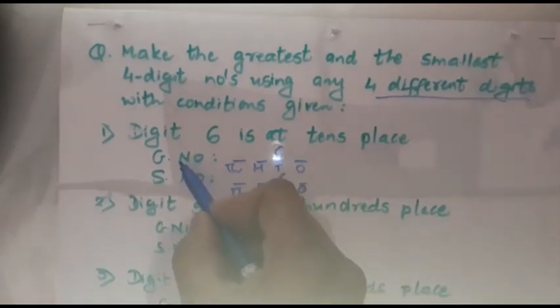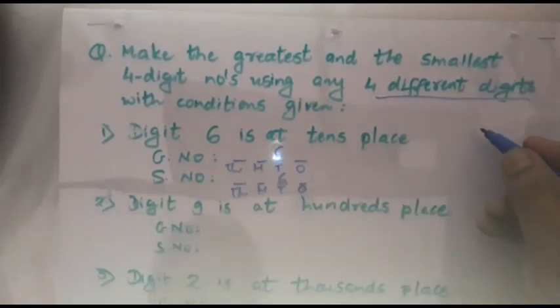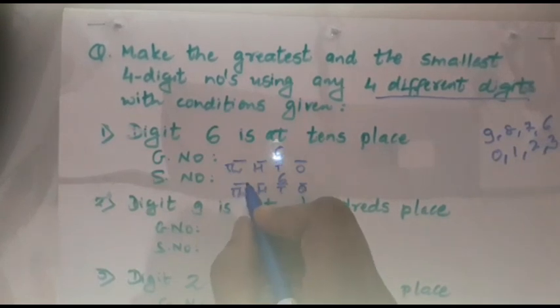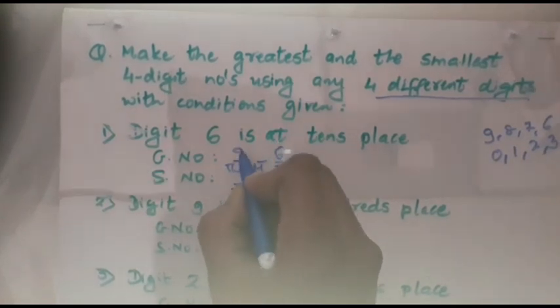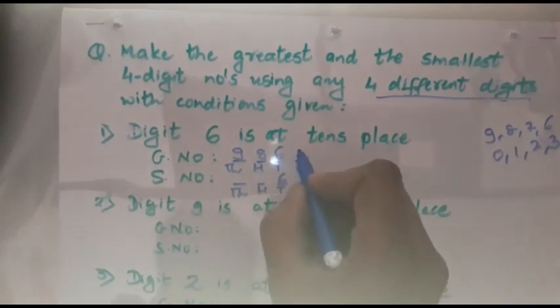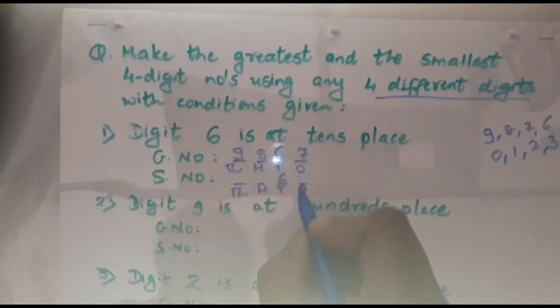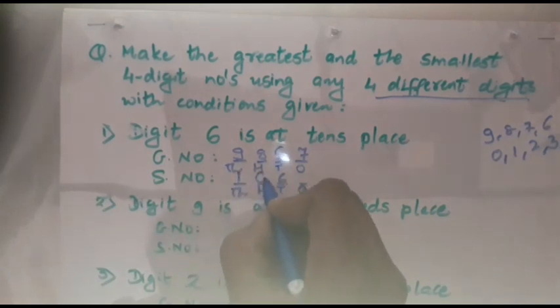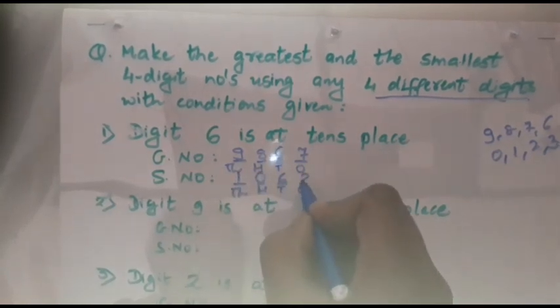Now to form the greater number, I should start thinking from 9, 8, 7, 6 and so on. When I have to form the smaller number, I should start thinking from 0, 1, 2, 3 and so on. Now for the greater number, I should start with 9, 8, and 6 is fixed, so I should write 7 here. For the smaller number, I should start with 1, not 0. So 1, 0, 6 is fixed, so 2 over here.